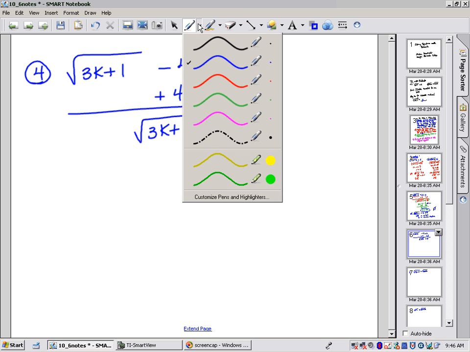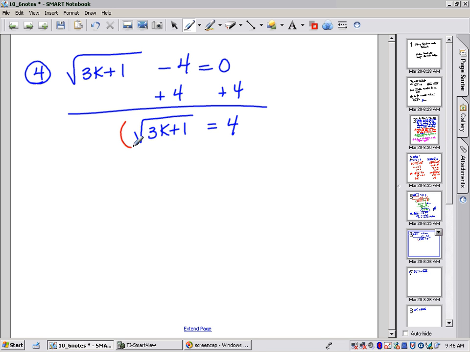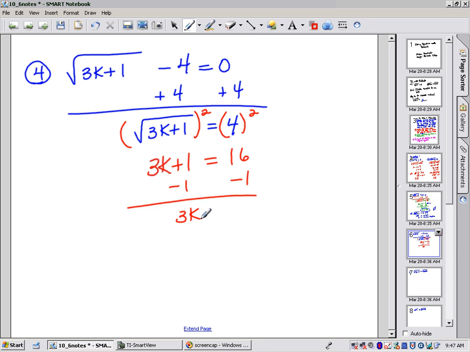So we have to square both sides. So we would get 3k plus 1 is equal to 16. Subtract 1 from both sides. So 3k is equal to 15. And divide by 3. So k is 5.